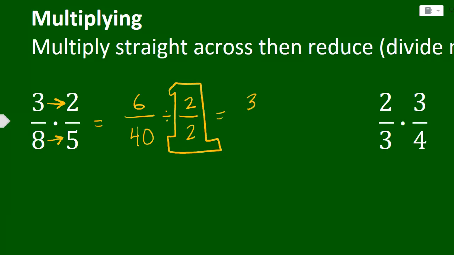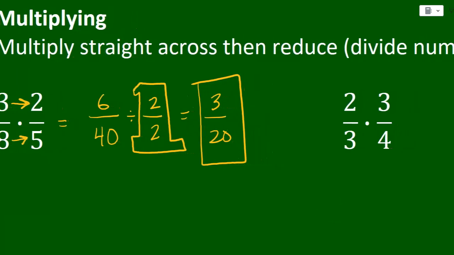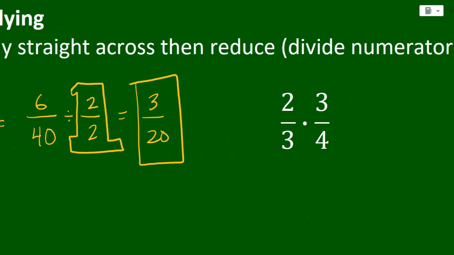6 divided by 2 is 3. 40 divided by 2 is 20. Double check to see if 3 and 20 will divide anymore, but they won't. 3 is prime, and it does not divide evenly into 20, so there you go. 3 over 20 is your final answer. So that's the nice thing about multiplication. You just go straight across and then reduce. Simple as that.